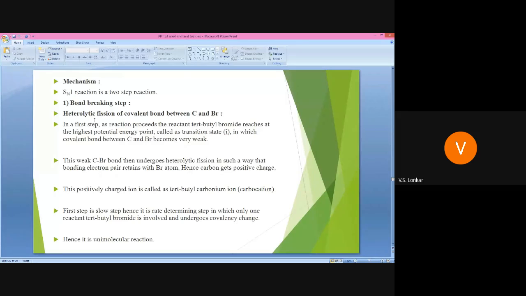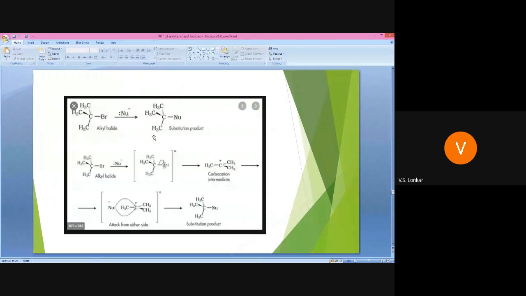That is known as the heterolytic fission. And in heterolytic fission, formation of ions takes place. Then the first step is the heterolytic fission of the covalent bond between the carbon and Br. See, this is a reaction and this is the mechanism. You see, these are the mechanism steps.